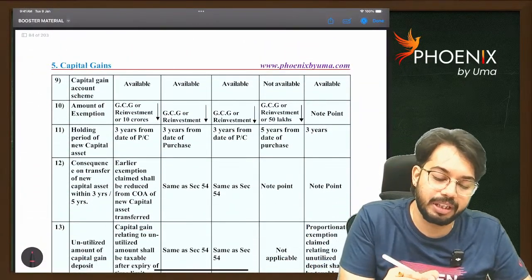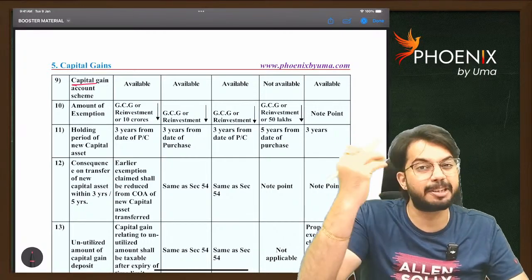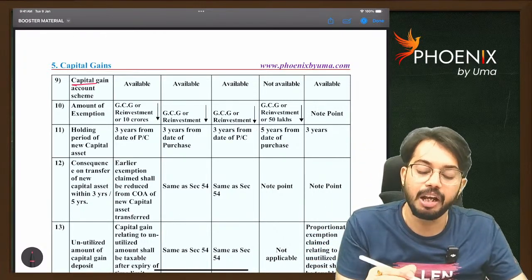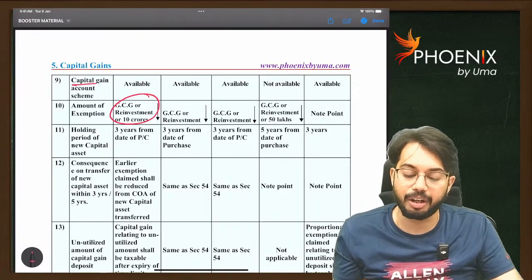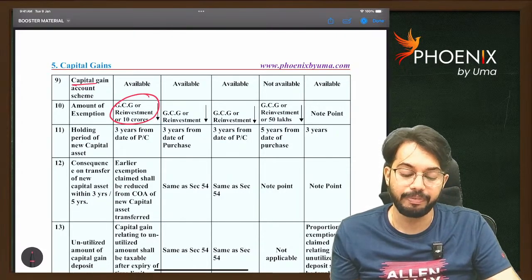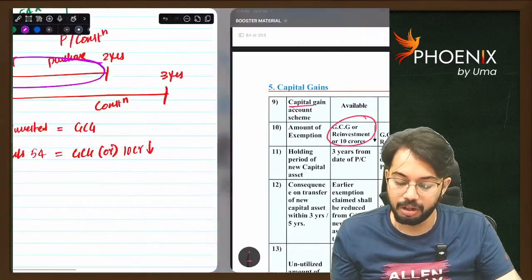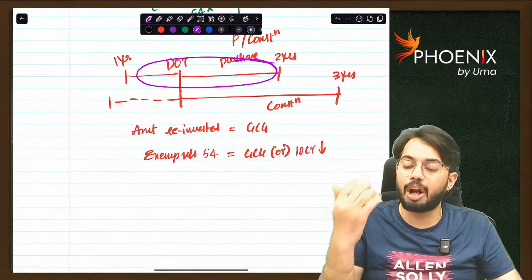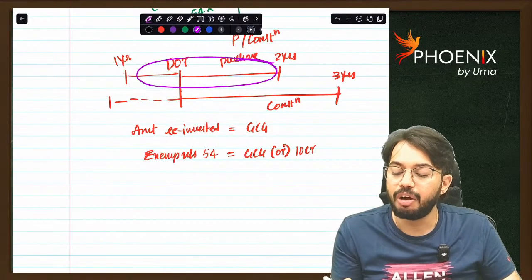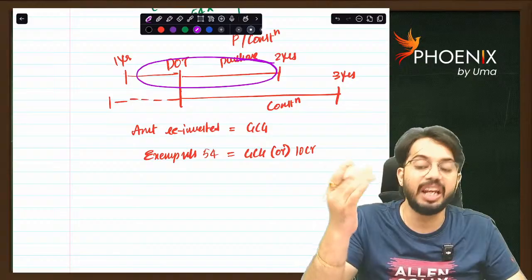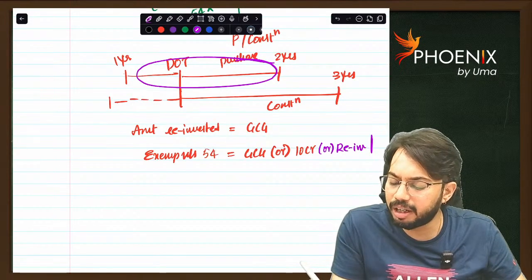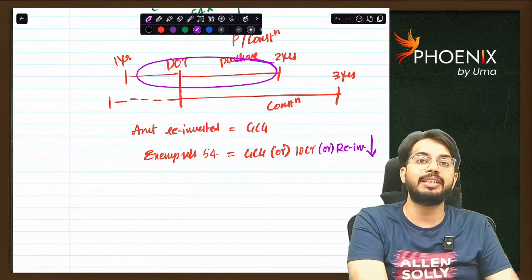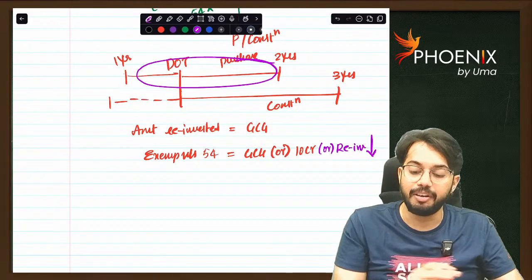Capital gains account scheme, first I will explain little later. Exemption is gross capital gain or reinvestment or 10 crores, whichever is lower. So that means whatever the gross capital gain amount or whatever the amount that you have reinvested, gross capital gain or reinvestment or 10 crores, whichever is lower, is allowed as exemption under section 54.